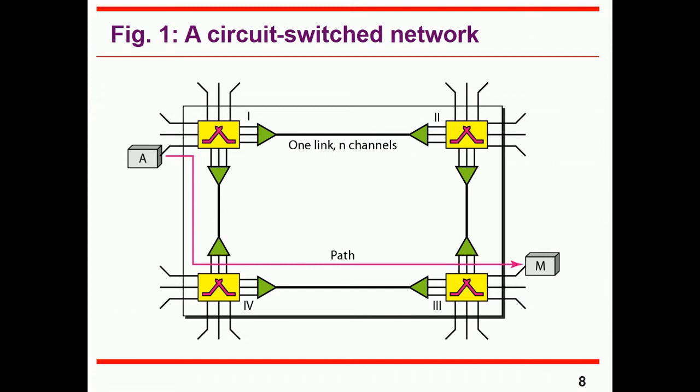Every link can be thought of as n channels, and these are divided using frequency division multiplexing or time division multiplexing. It is shown that these yellow devices are the switches, and these are the many devices. Three devices are communicating, and there is one channel, and every link will be divided into n channels using the multiplexing techniques.